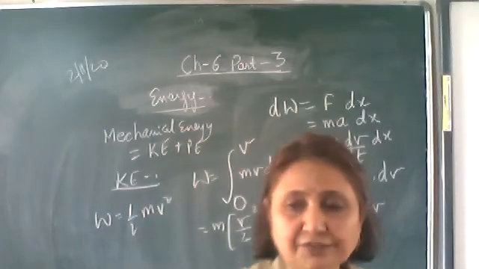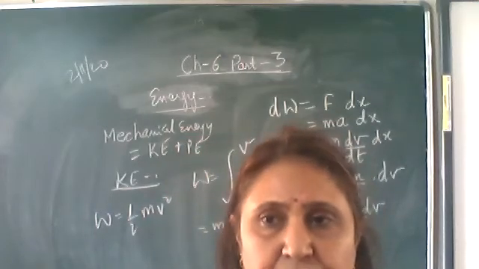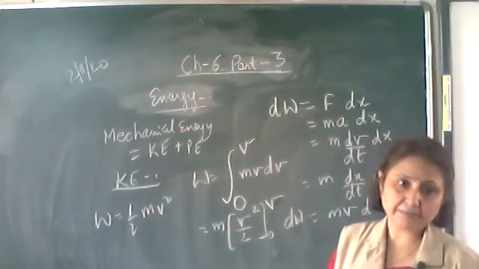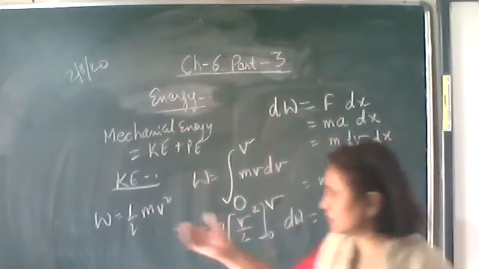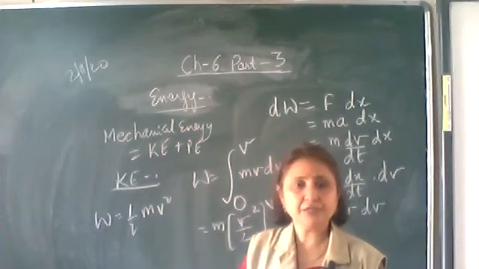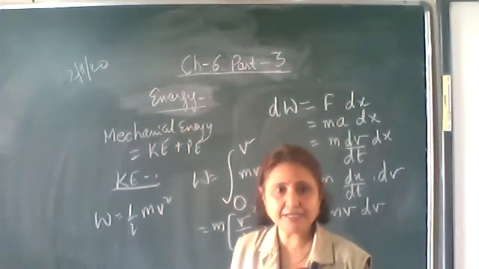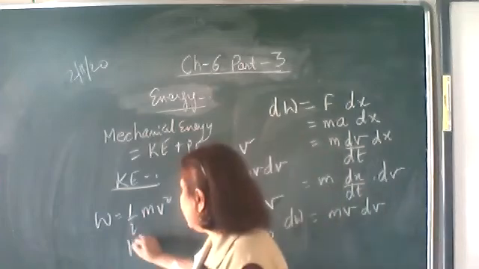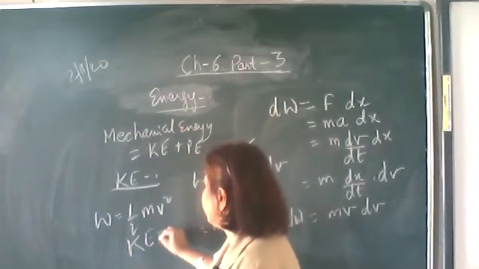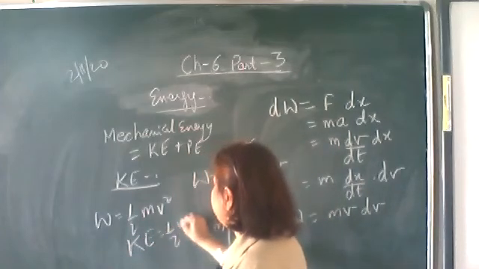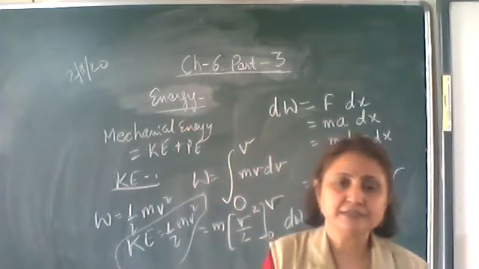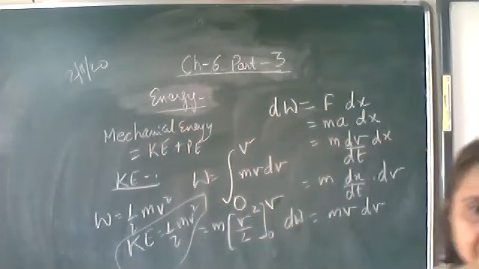Now, according to the definition, energy is the ability to do work. So this work done in displacing the body is equal to its kinetic energy. Hence the kinetic energy is given by half m v square. So here we have derived the expression of kinetic energy, which is equal to half m v square.